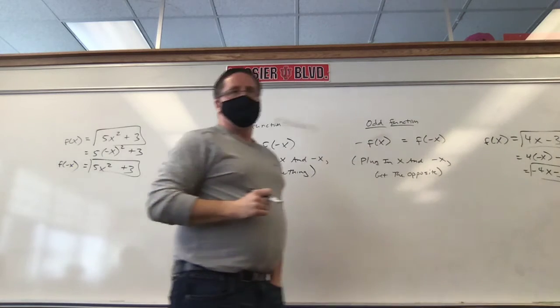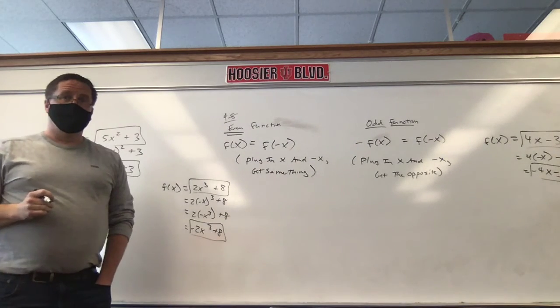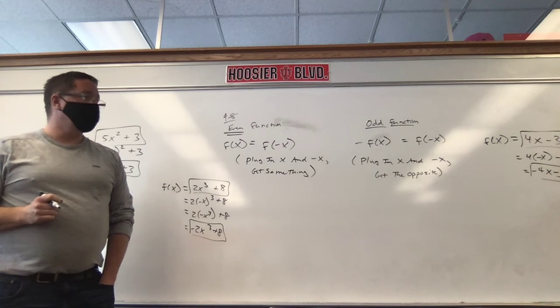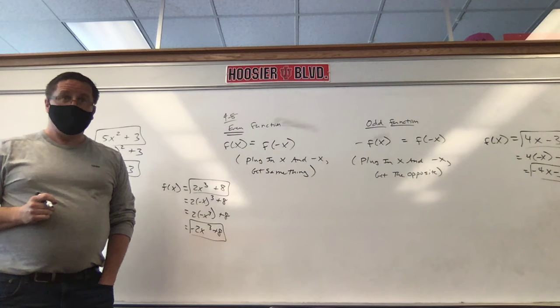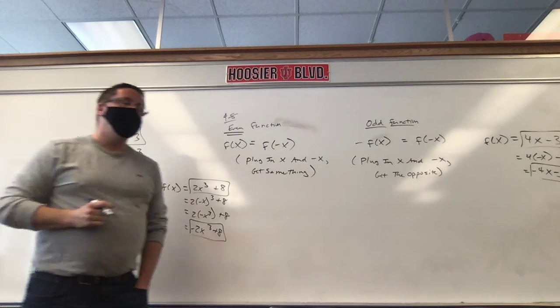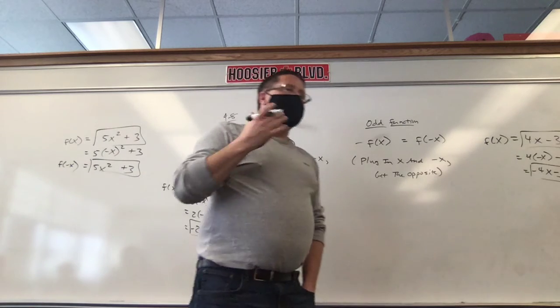Is it even? No. Why? Because you didn't end up with the same thing. They're not the same. Is it odd? No. Why? Because they're not opposites. So you say it's neither one. It's neither even nor odd. So that's how you tell, for every one of these.